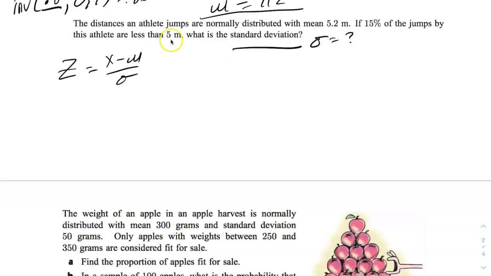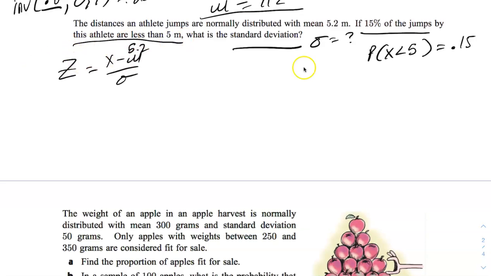Like that. My mean is 5.2. The key thing is you have to be able to rewrite this statement right here. So what does it say? If 50% of the jumps by an athlete are less than 5 millimeters. So the probability that you're less than 5 millimeters on your jump is equal to 0.15. Just like that. Right? What's my x? My x is 5.